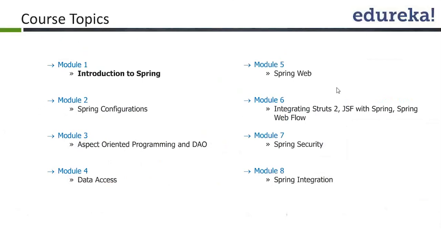So this Spring Framework course is of 8 modules. In module 1, we will be introduced to the world of Spring Framework. And in module 2, we will focus on the Spring configuration. Then module 3, we will be talking about aspect-oriented programming as well as data access object, that is Spring DAO. Then module 4, we will be talking about data access.